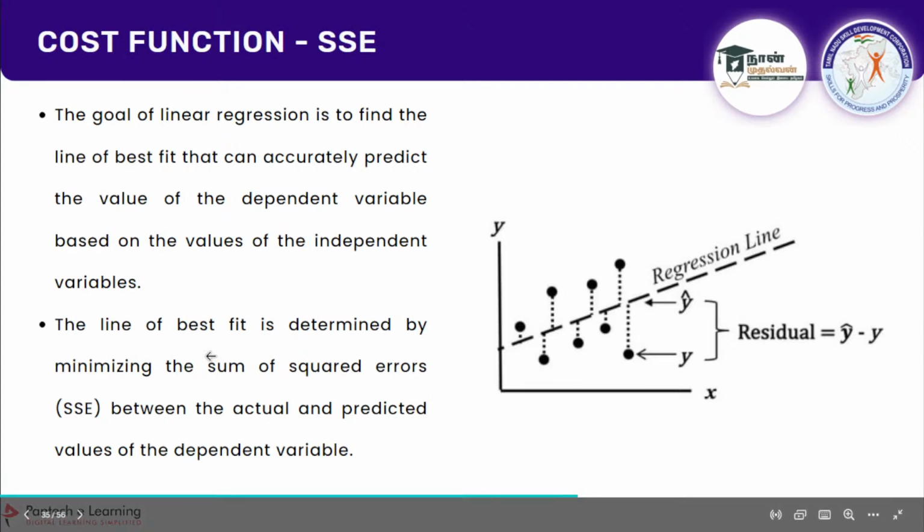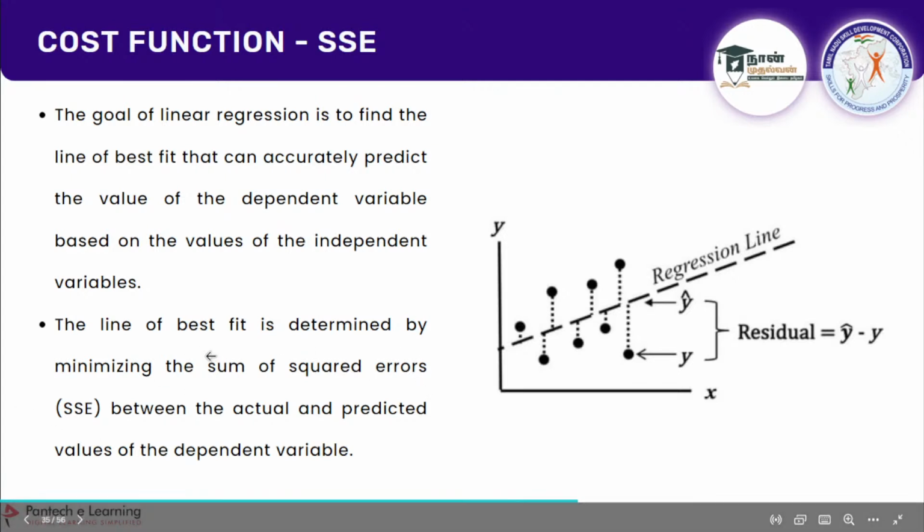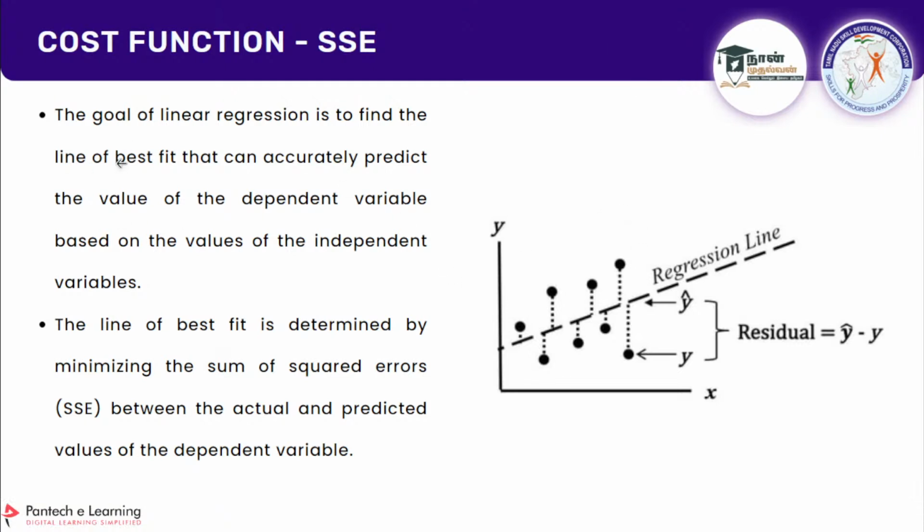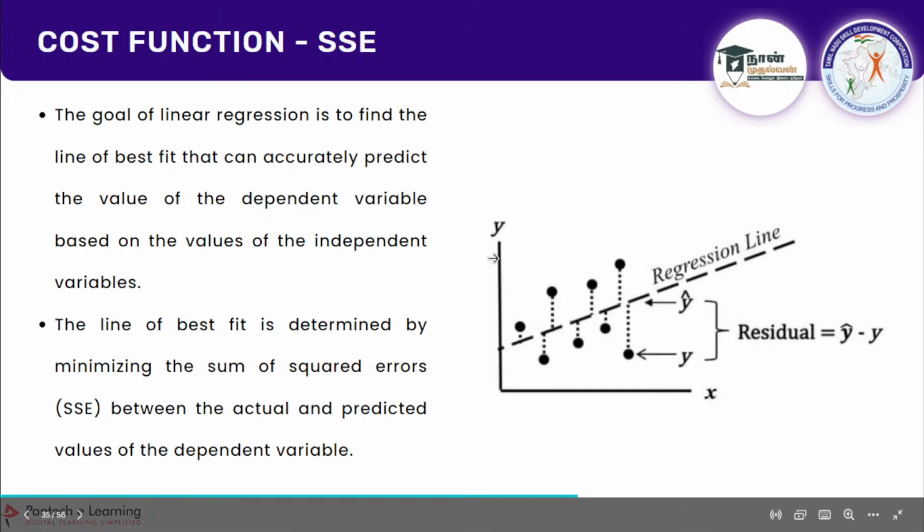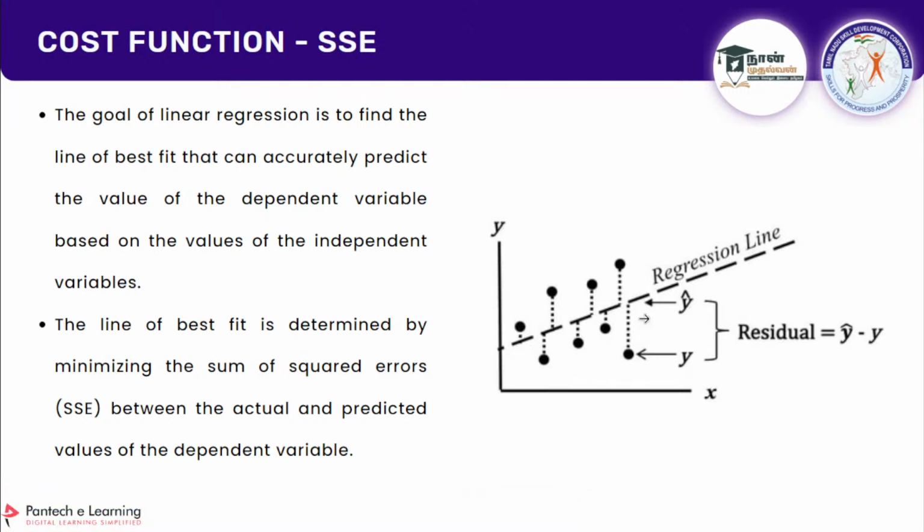So what is that? See here guys, I'll explain with this one. First, the goal of linear regression is to find the line of best fit that can accurately predict the value of the dependent variable based on the values of the independent variable. Which means, based on the value of X, I want to find the value of Y using the best fitting line. The line of best fit is determined by minimizing the sum of squared error. You will get some value known as SSE, and if this value is low, it means the line is a best fit.